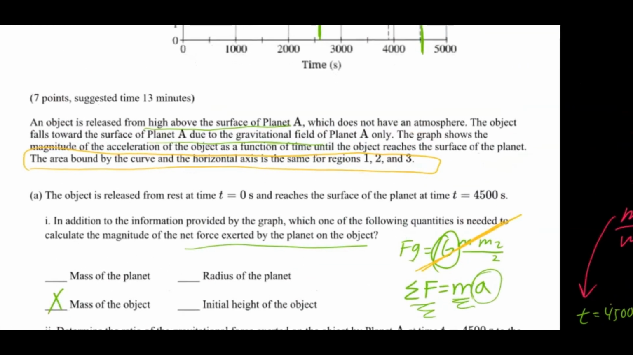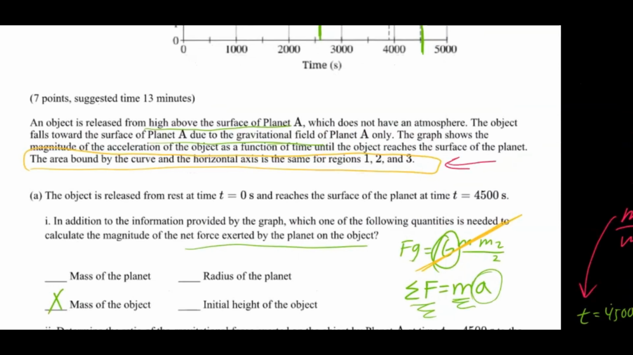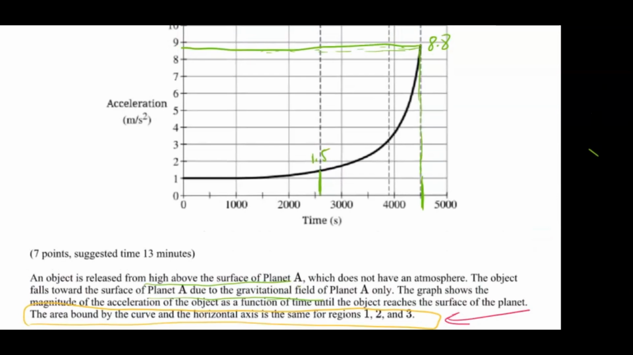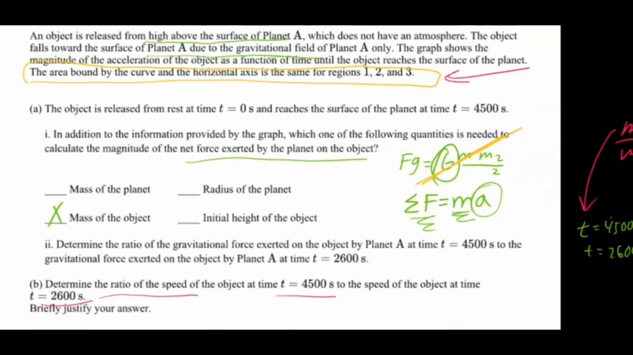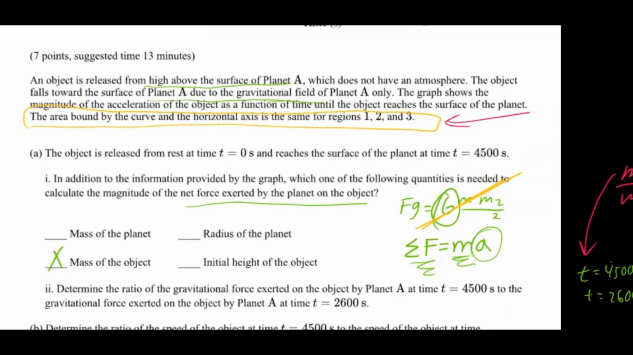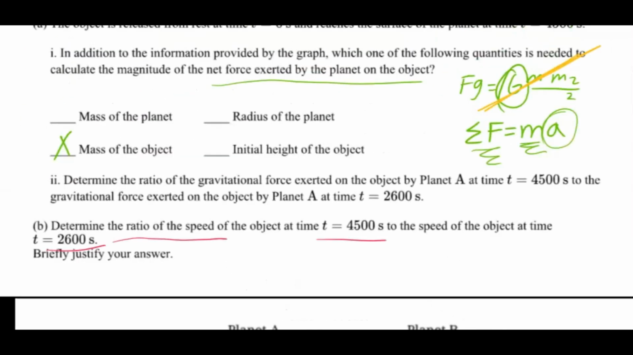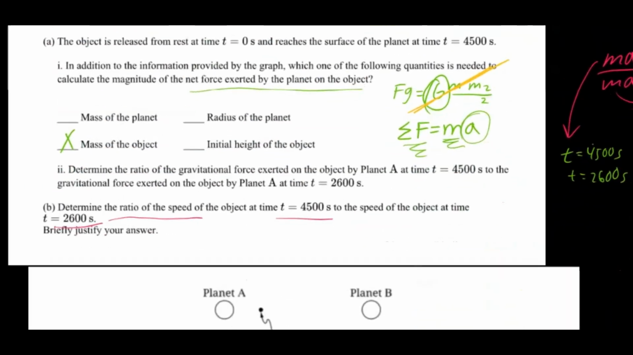So this is the problem I was talking about, where all the regions were the same. What I ended up doing was trying to estimate the area under the curve. But of course, these aren't perfect geometric shapes, like rectangles, so I had to do some very funky stuff. I ended up getting a pretty close answer, but now with this knowledge, and this is very key here, the area bound by the curve and horizontal axis is the same. We can easily solve part B.